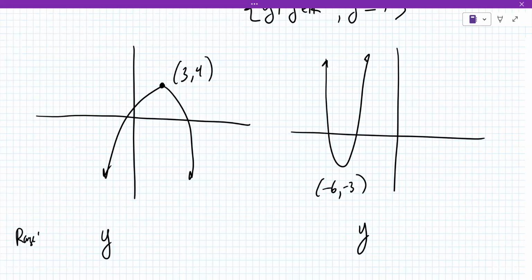Is this a max or a min up here at the vertex? Max. It's a max. So all the y values are less than or equal to the y value here. Yes. Now, how about the one on the right? It's not a max. It's a min. It's opening up. So y is greater than or equal to what number?